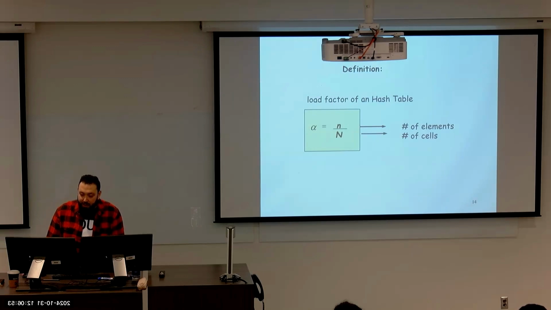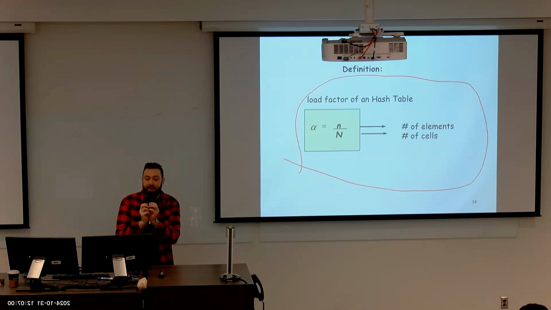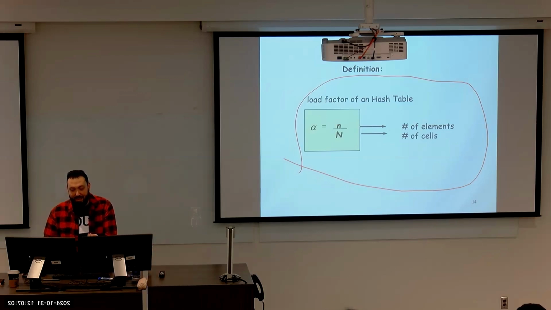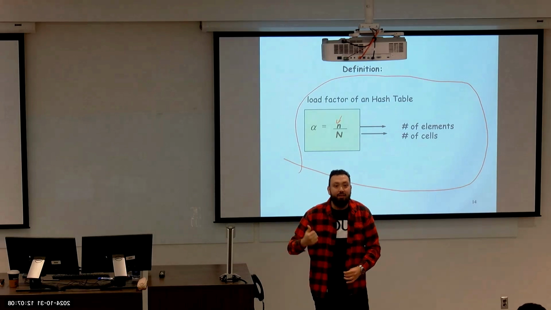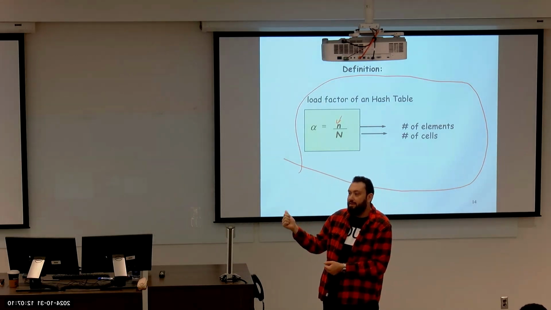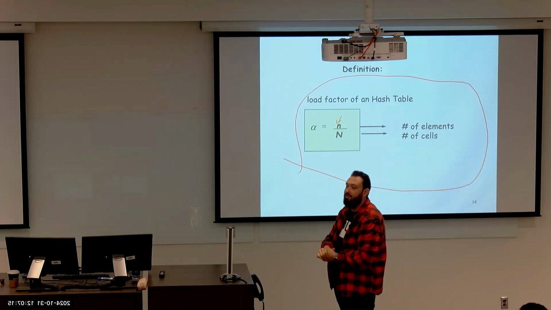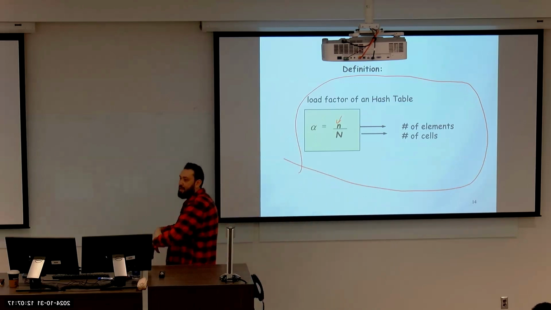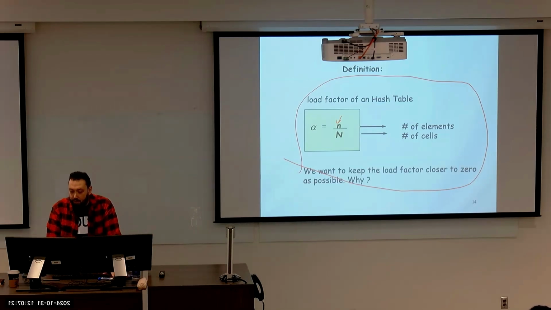Now, I want you to keep this in mind. We're going to come back to it, which is the load factor. So that's how we calculate the load factor. It's the number of elements stored inside this array divided by the array size. What can I conclude from this? What is the load factor? So for example, if I have 0.7 or whatever, that means this array is 70% full. We want to keep the load factor closer to 0. We're going to see why.